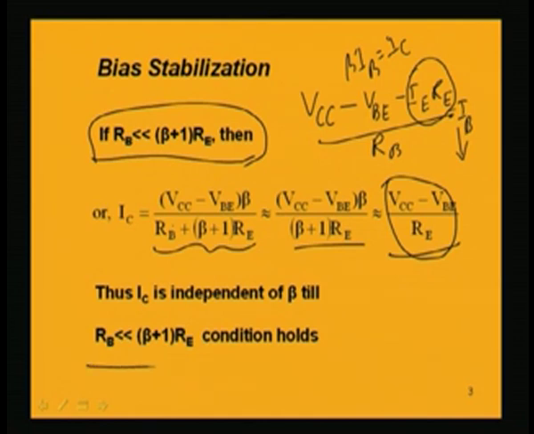So, as long as this condition holds, that we have designed the values of RB and RE in such a way that for that particular transistor with a particular value of beta this condition is maintained, then we get an almost constant biasing scheme. I mean, the collector current will not vary with beta. That means we are getting an operating point which is stabilized. So, this scheme is better than the fixed bias scheme.